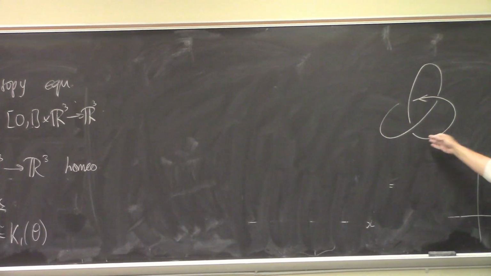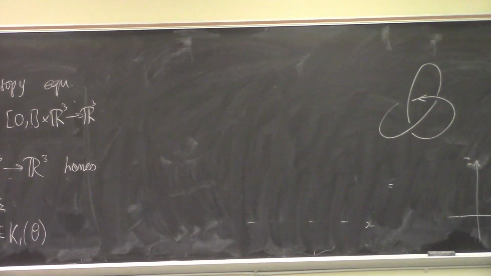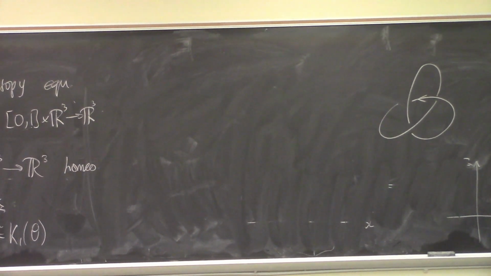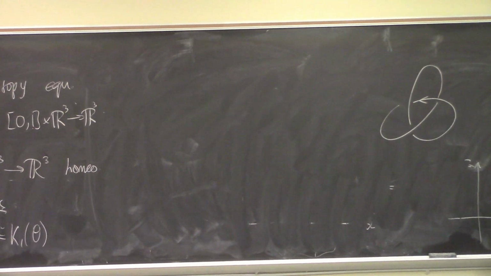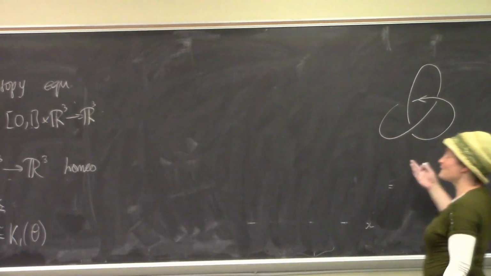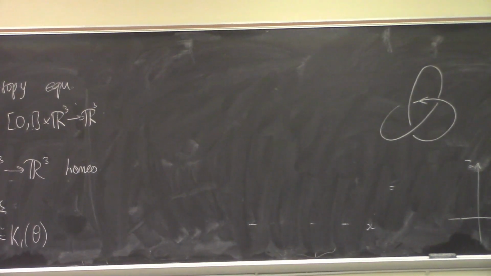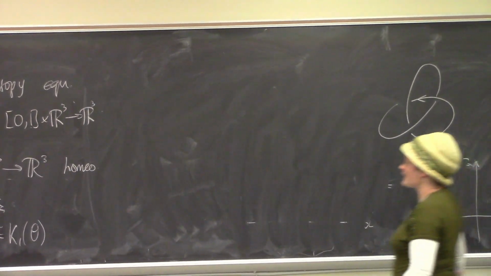And in fact, what do you think? Do you think these are equivalent? No. So this is normally called the right-handed trefoil, and this is the left-handed trefoil. But not all knots are like that. Not all are equivalent to their mirror image. For example, the figure 8 knot, which I drew at the beginning, is equivalent to its mirror image.